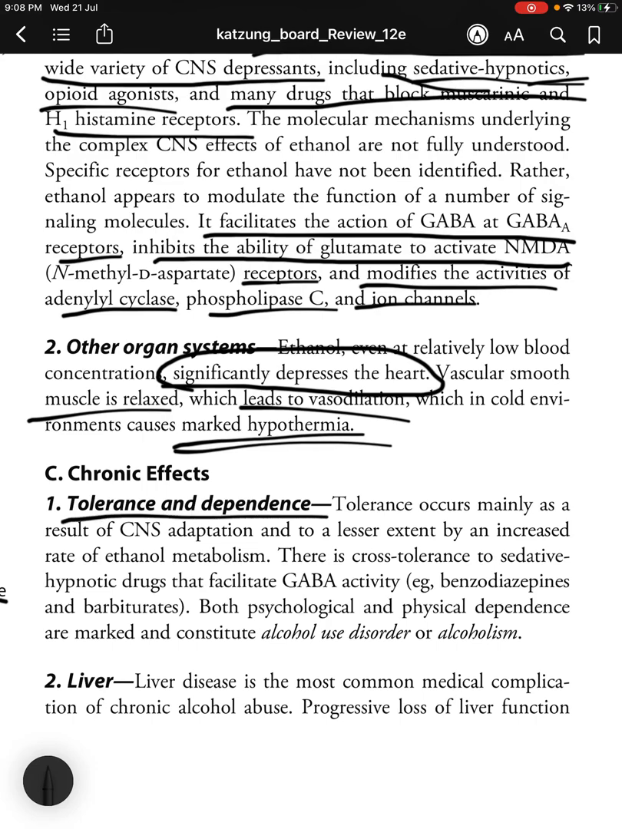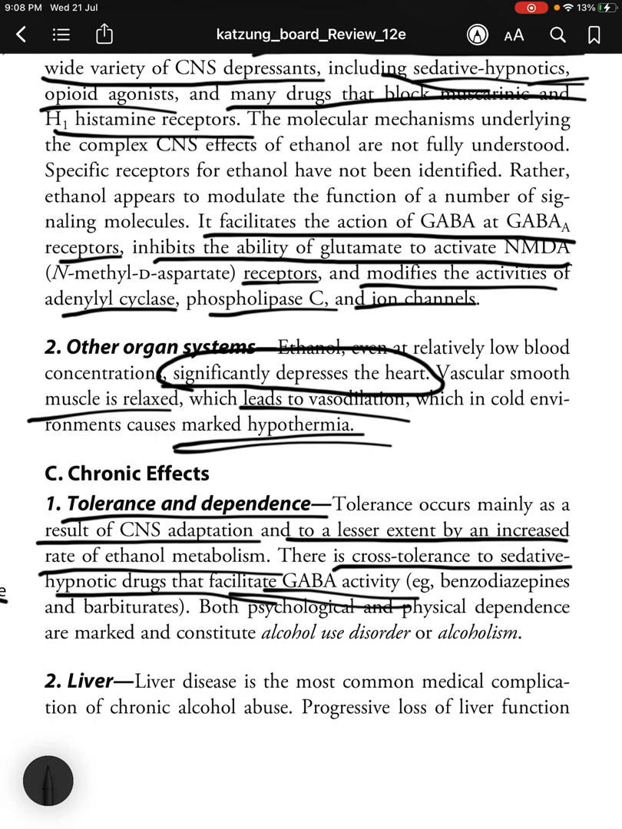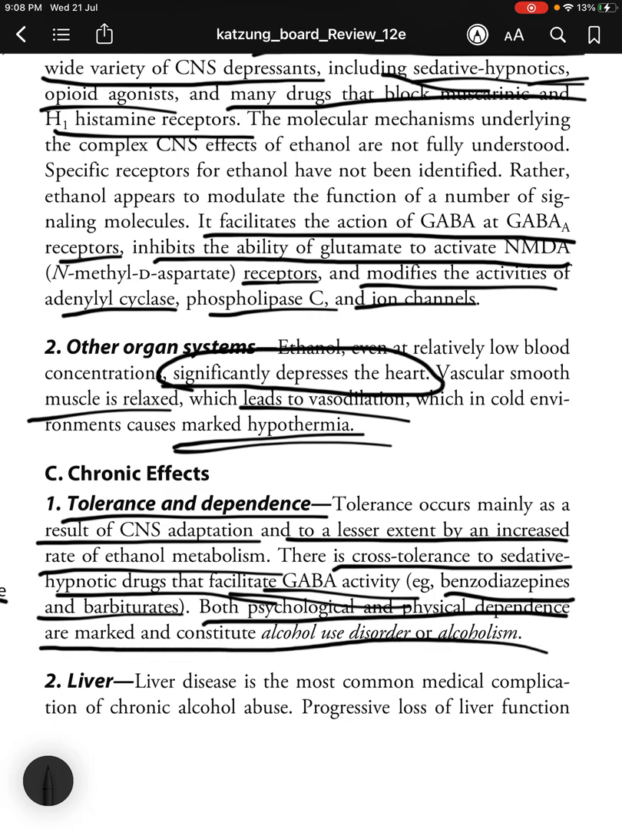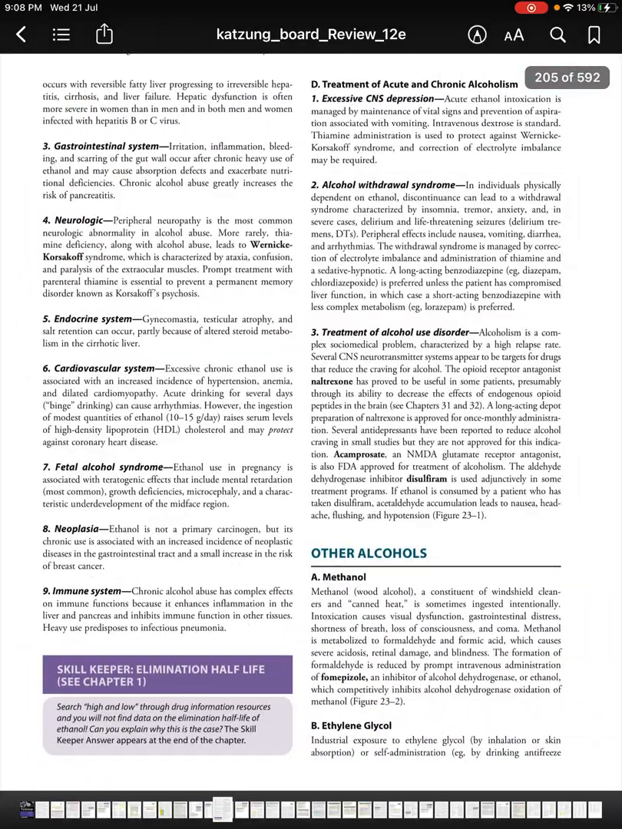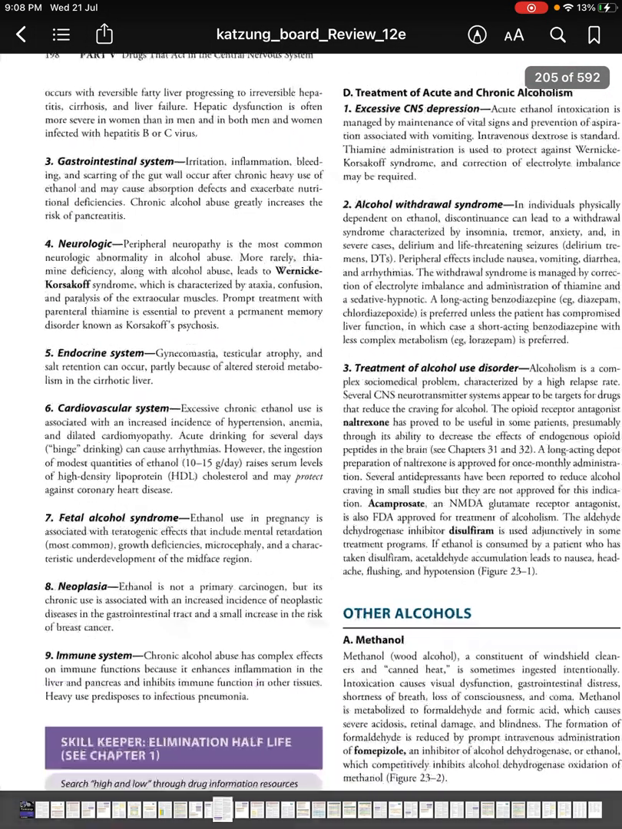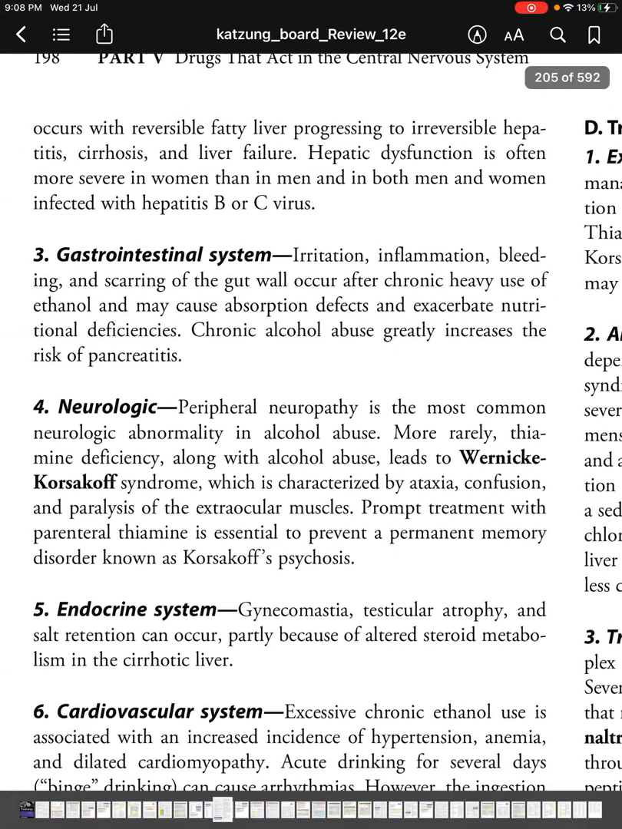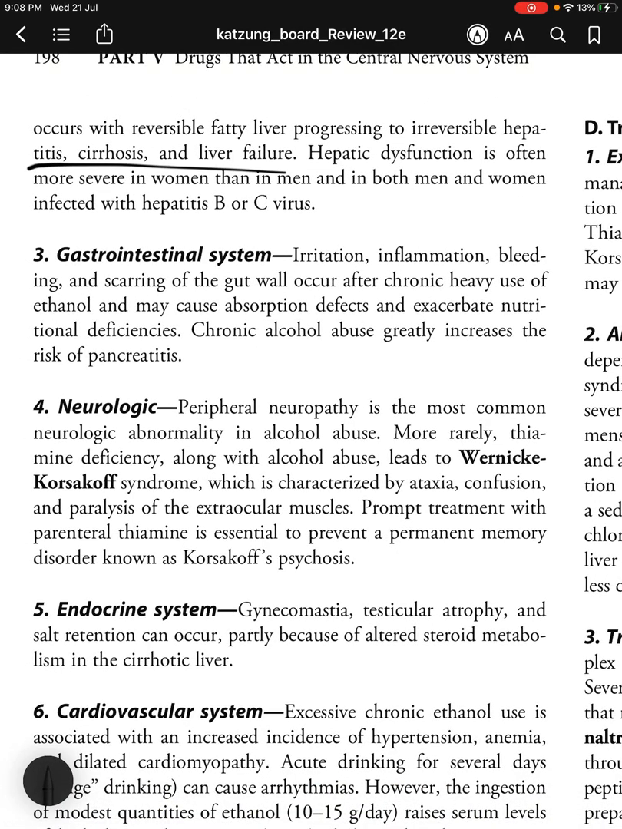So moving on to the chronic effects, there is tolerance and dependence. Tolerance occurs mainly as a result of CNS adaptation, and to a lesser extent by an increased rate of ethanol metabolism. There is cross tolerance to sedative hypnotic drugs that facilitate GABA activity, such as benzodiazepines and barbiturates. Both psychological and physical dependence are marked and constitute alcohol use disorder or alcoholism. Liver disease is the most common medical complication of chronic alcohol abuse. Progressive loss of liver function occurs with reversible fatty liver progressing to irreversible hepatitis, cirrhosis, and liver failure.